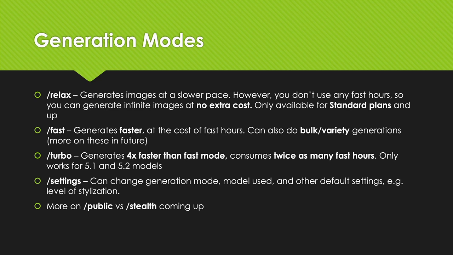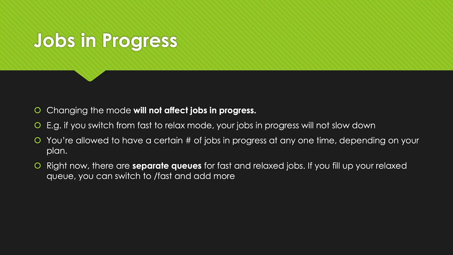Don't worry about the models. We'll cover that. It's going to be fine. And then for settings, that's /settings. You can change the generation mode, which means you can change it from relaxed to fast to turbo mode. You can change the model you're using. If you want to generate stuff in Midjourney, you can change that in settings. You can change the default level of stylization. And we're also going to talk a little bit about public versus stealth mode in a little bit.